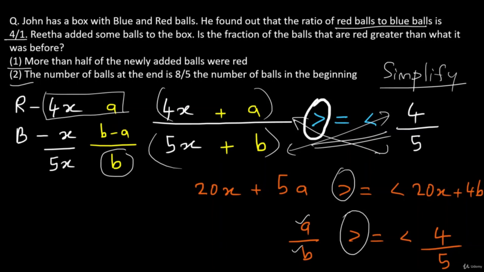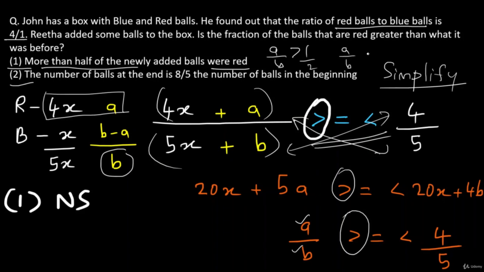Statement 1 says more than half of the newly added balls were red. So this is not sufficient, right? Statement 1 alone is not sufficient. Why? Because we just know that it's more than half. That means A/B is greater than half, right? So A/B could be equal to 5/6, or it could be equal to 3/4, both of which are greater than half.